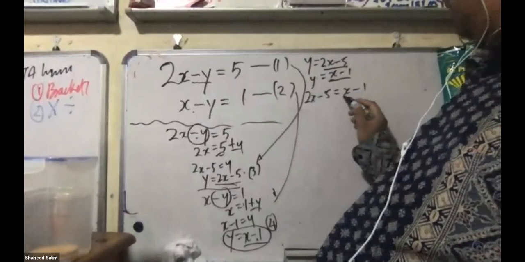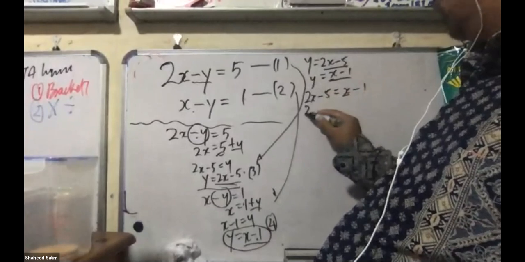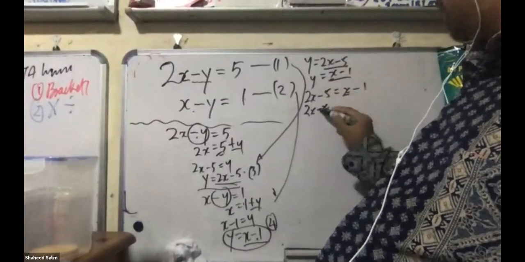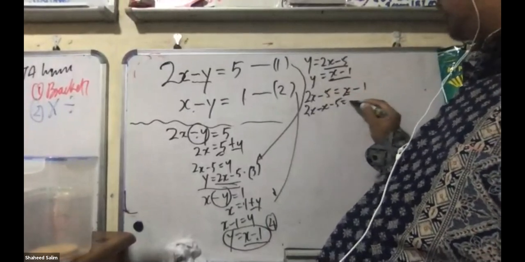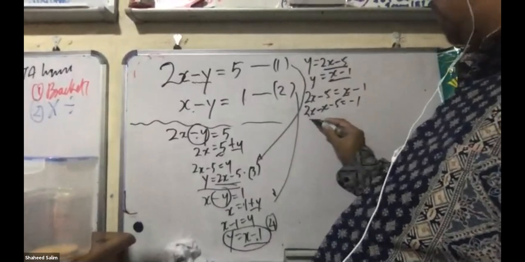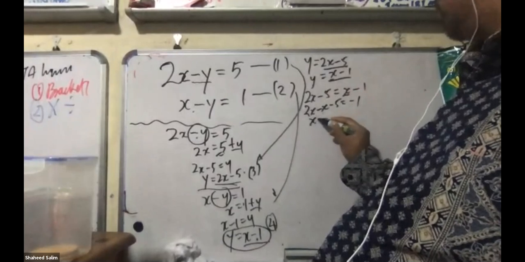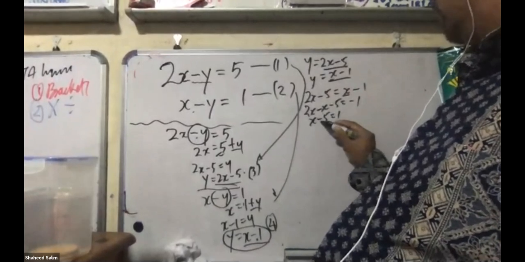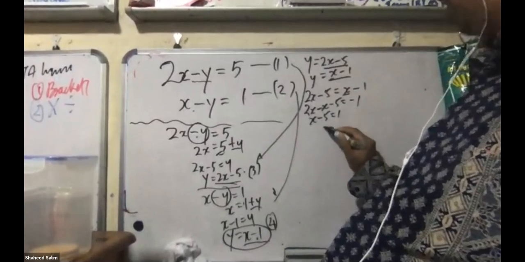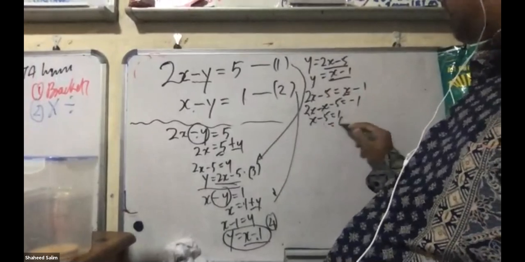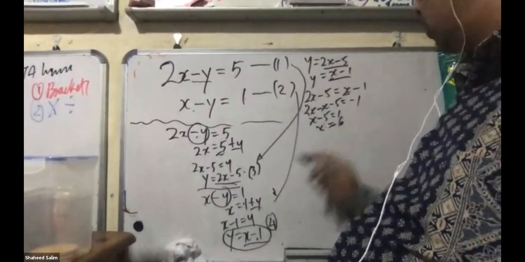So now I bring x over this side. 2x minus x plus x becomes minus x. Minus 5 equals to minus 1. So I get 2x minus x is 1x. Minus 5 is equal to 1. Bring over the 5 to that side, it becomes 6. X equals 6. Am I doing it wrong?